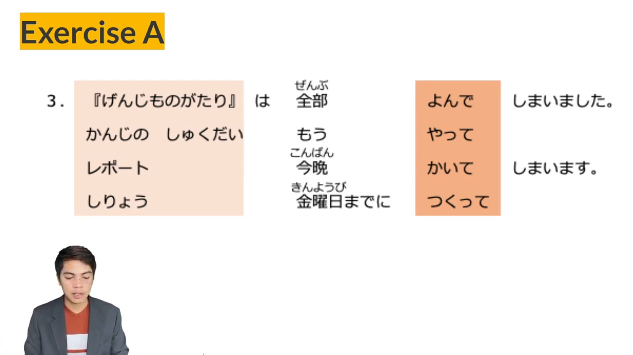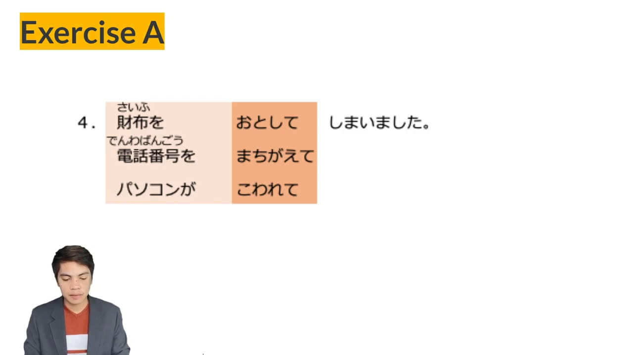Next line, shiryou wa kinyoubi made ni tsukutte shimaimasu. Shiryou wa, the documents, kinyoubi made ni, until Friday or by Friday, a deadline. Tsukutte shimaimasu, I will finish making the shiryou, the documents, by Friday. Number 4, saifu wo otoshite shimaimashita. So saifu, wallet, otoshite shimaimashita. I dropped my wallet. So from the verb otoshimasu, to express your feeling of regret or disappointment, you will use the te shimaimasu, otoshite shimaimashita.